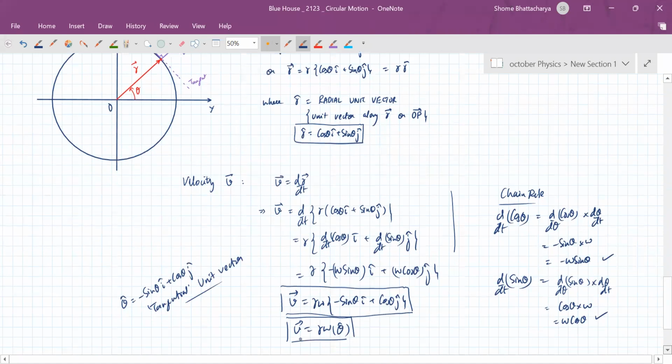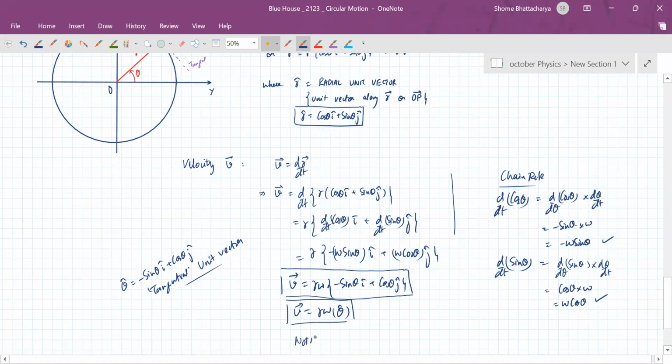So this shows us that the magnitude of velocity, or the speed, is related to the angular speed by this relation, which we already saw in the question above. And the velocity's direction is tangential in any circular motion.